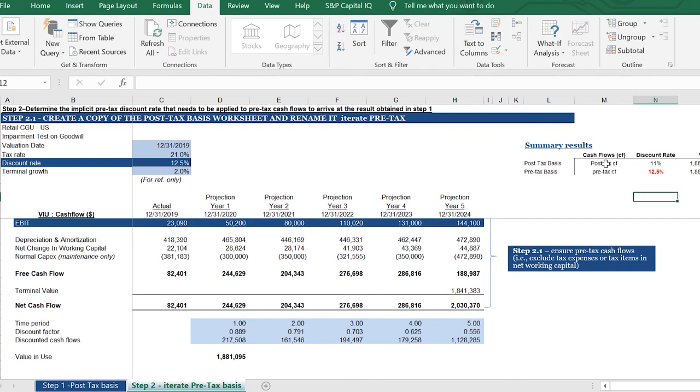As you can see, when we have our post-tax cash flow with a post-tax discount rate, it gives us 1.88 million, and our pre-tax cash flow with a pre-tax discount rate gives us the same result. And this is the number that you would need to be in compliance with IAS 36, impairment of assets.